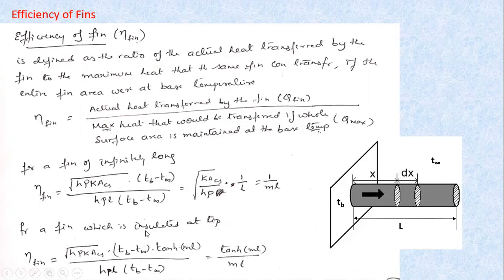Similarly, if we substitute and do it for an insulated tip, we'll get it as tan hyperbolic ml divided by ml.